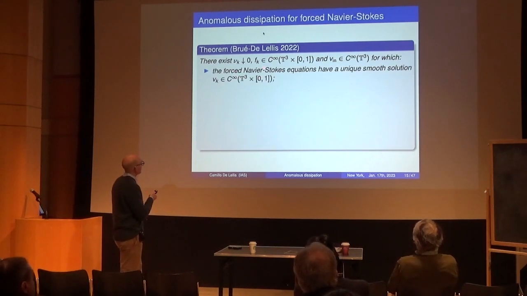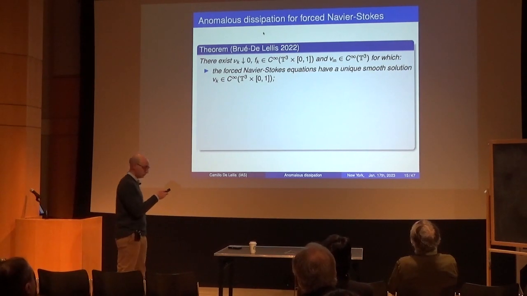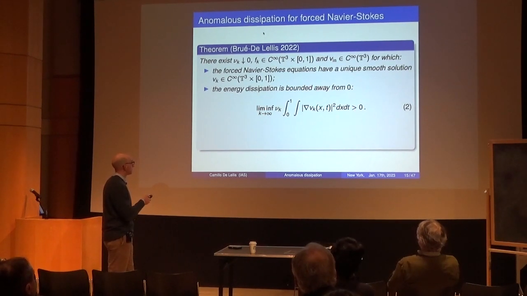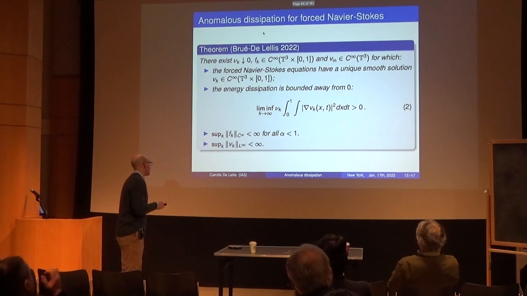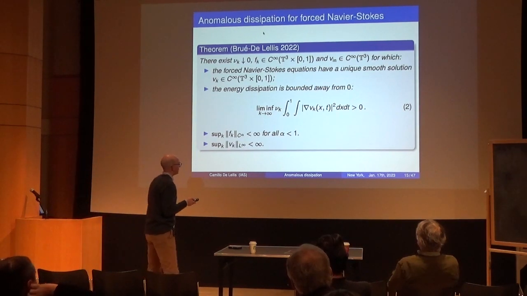So you're solving the forced Navier-Stokes equations, and you have a unique smooth solution for each of these. It's not obvious, but for that particular forcing, you actually have a unique smooth solution. The energy dissipation is bounded away from zero, but the Hölder norms of Fk are uniformly bounded. And actually, the solutions are even bounded themselves.